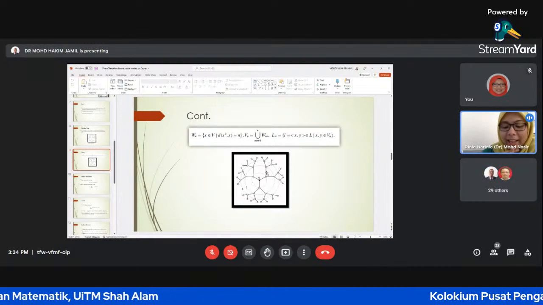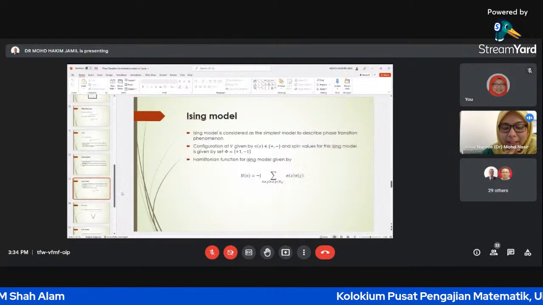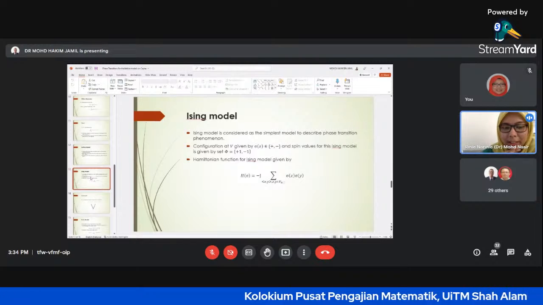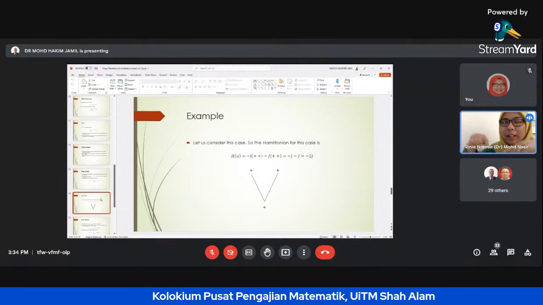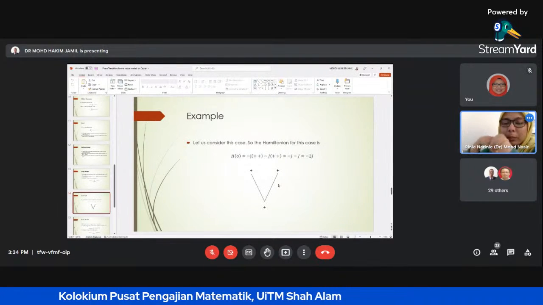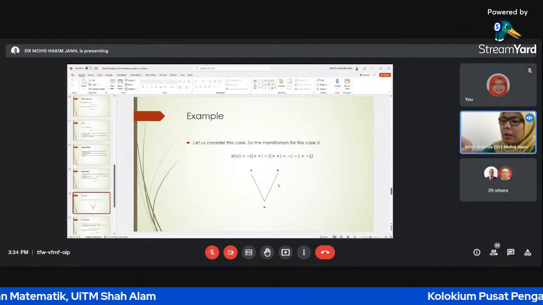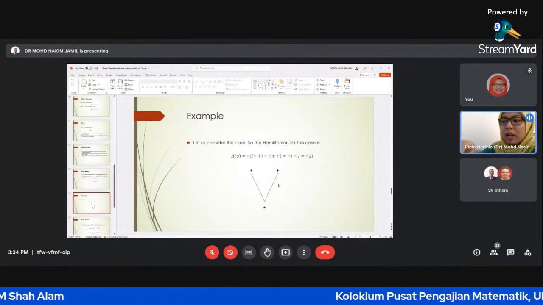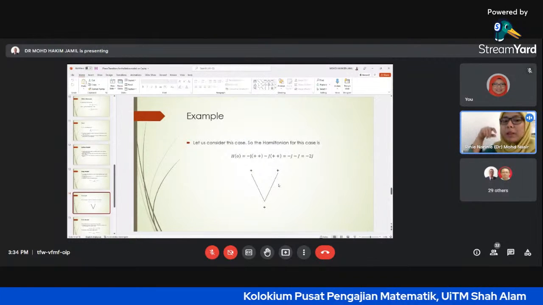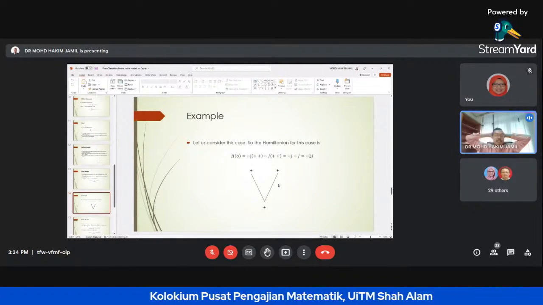And then in the Ising model, I can see the branch, this straight line, you put positive. So how do you actually construct that plus, because you also have minus, right? So why do you put plus plus plus? Just for example. Just for example.